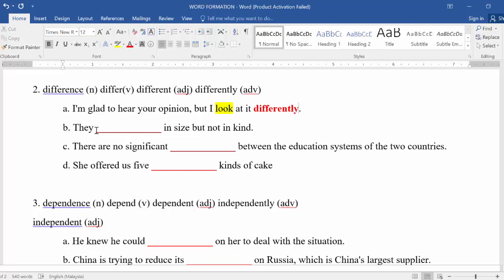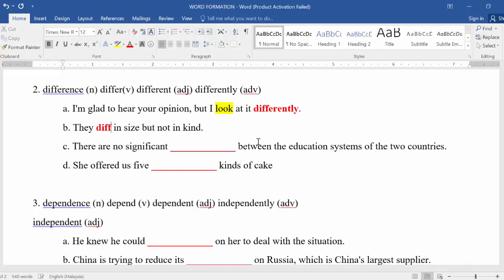Okay, B. They what in size but not in kind. Okay, do you notice that in this sentence we do not have any verb? We do not have any verb. Remember what I told you before? A sentence must be formed with at least a noun and a verb, so you should have at least one verb in the sentence. Since the other words are not a verb, it means that this blank must be a verb. So your answer is differ. Okay, they differ in size but not in kind.